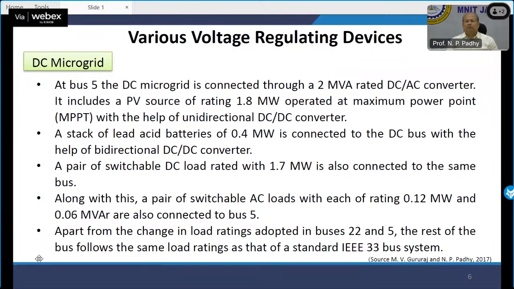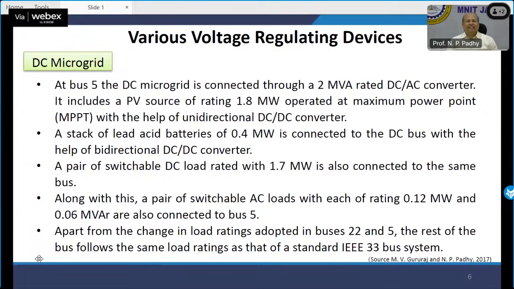Now we are moving to bus number 5, the DC microgrid. At bus 5, the DC microgrid is connected through a 2 MVA rated DC-AC converter. It includes a PV source rated at 1.8 megawatt. Why have we taken 1.8 megawatt? At that time, IIT Roorkee had 1.8 megawatt of PV. All practical, no stories, all real.